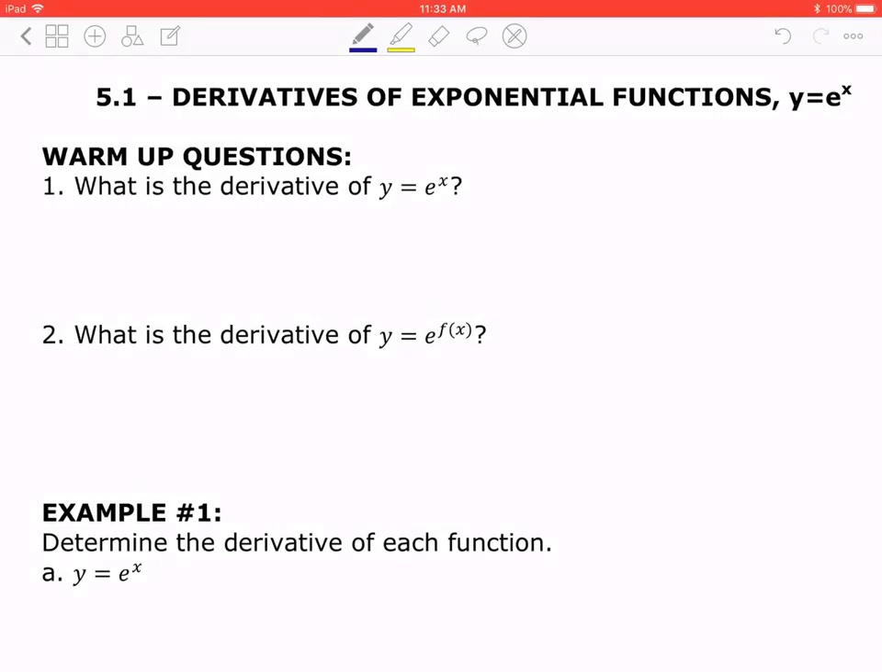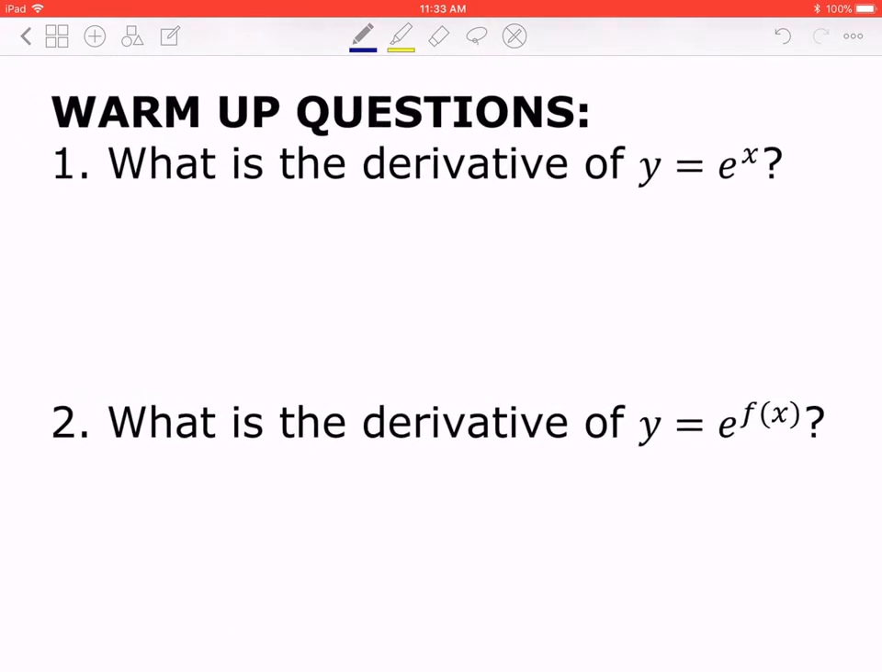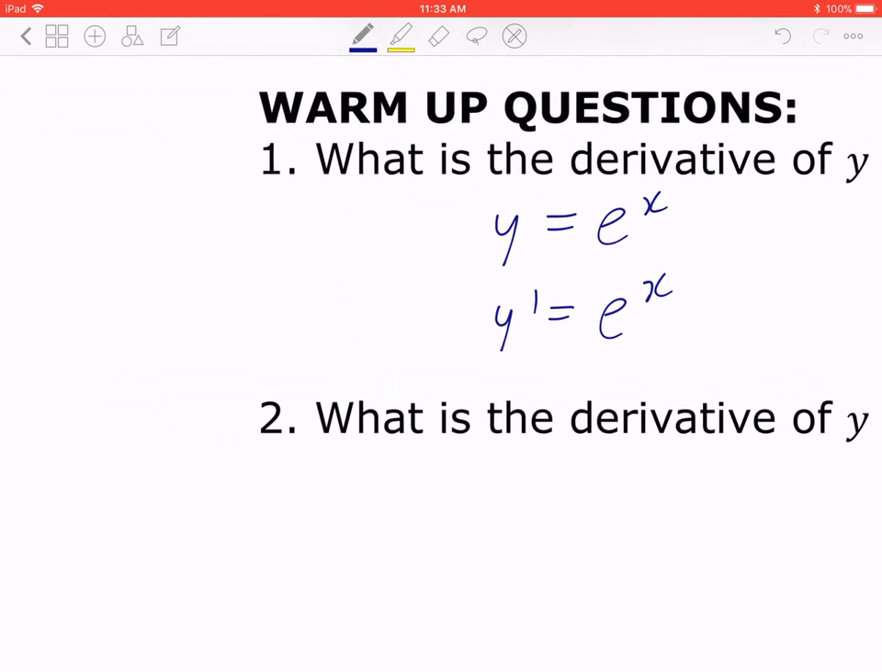Hi everyone, this is the video lesson for 5.1, derivatives of exponential functions, y equals e to the power of x. Here's the warm-up. What is the derivative of y equals e to the x? y prime equals e to the power of x.